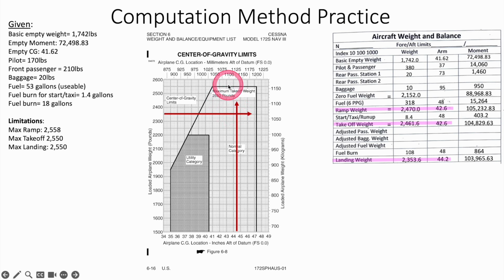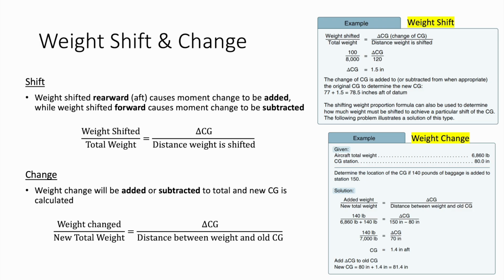If this plot point was above the envelope, that means we're overweight, or if it was forward or aft, then we would not fly. We'd have to rearrange things or reduce weight somehow if it was above this horizontal line. A few other formulas you could use: a weight shift and a weight change formula. So shift is that if you're shifting somebody from a front seat to a back seat, or just like swapping passengers around, how you can calculate that.